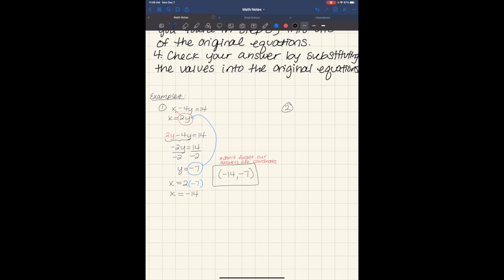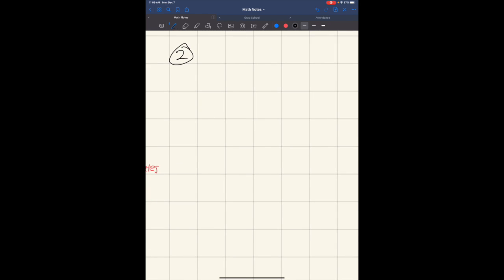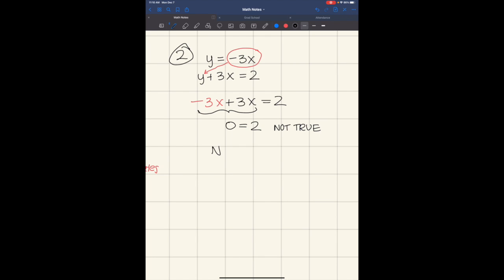The second example, I have y equals negative 3x and y plus 3x equals 2. So I'm going to take what y equals, which is negative 3x, and plug it in for y in the other equation. And I get negative 3x plus 3x equals 2. Negative 3x plus 3x equals 0. And I end up with 0 equals 2. So when that happens, we write no solution because our variable subtracted out.